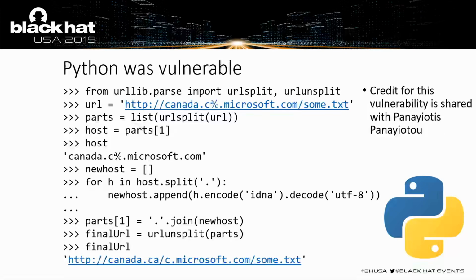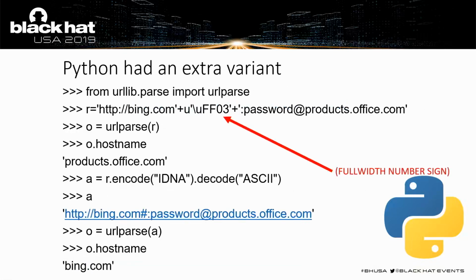Now, this was one vulnerability in Python that was similar to .NET, but Python actually had a different vulnerability as well. So the issue I've been talking about here allows you to essentially make something that was a subdomain of some URL or some hostname and now isn't. But Python had a vulnerability that let you just swap the hostname in a URL. And it worked like this.